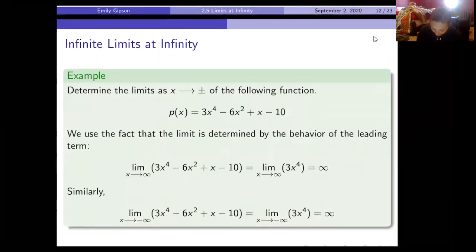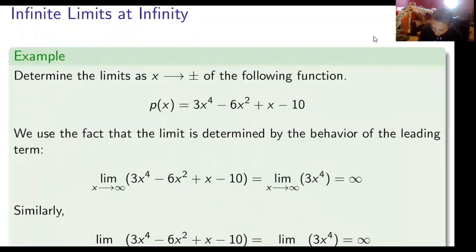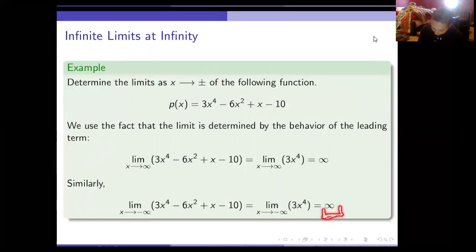So we use the fact that the limit is determined by the behavior of the leading term. And this is that fourth bullet point in theorem 2.6 that we just presented. So our limit as x approaches positive infinity of our polynomial is actually just the same as the limit as x approaches infinity of 3x to the fourth. And we know that because x to the fourth, 4 is an even number, we're going to approach positive infinity. And again, as x approaches negative infinity, our polynomial might as well be just the leading term. And because 4 is an even number, we're going to approach positive infinity.